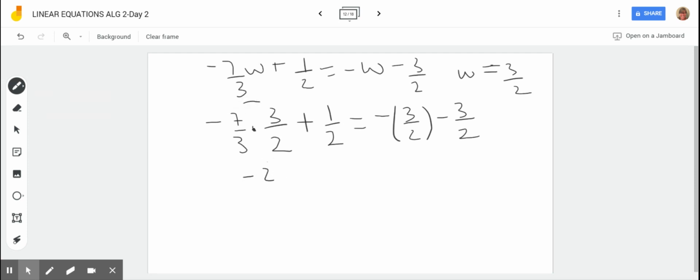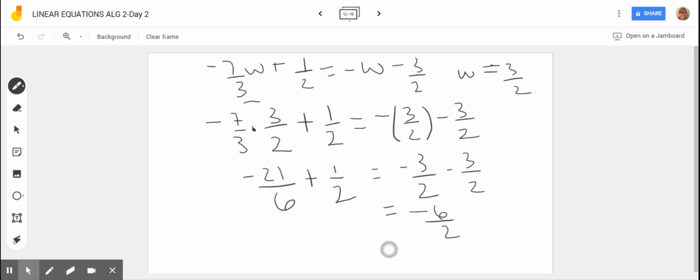All right, so here we're going to multiply across. So you get negative 21/6 plus 1/2 equals negative 3/2 minus 3/2. And this side, I'm just going to do it. We have a common denominator, so we get negative 6/2 or negative 3. Okay, we simplified the right-hand side. On this side, we need a common denominator, which is going to be 6. We're multiplying both sides by 3/3.